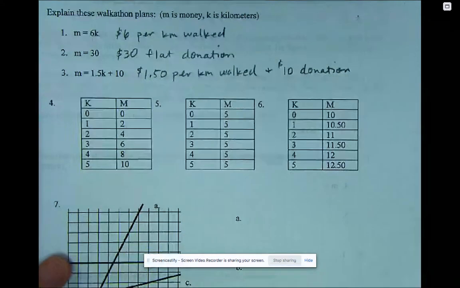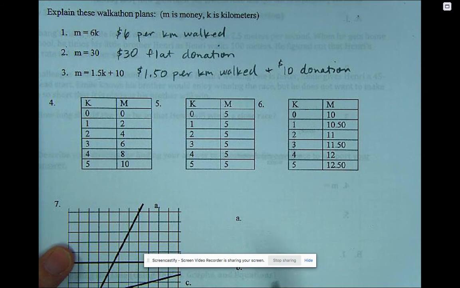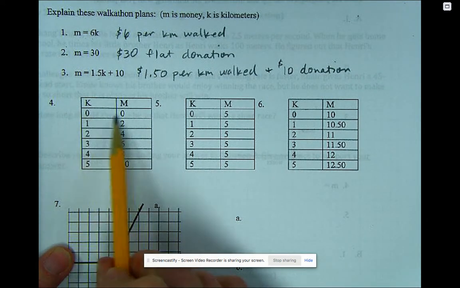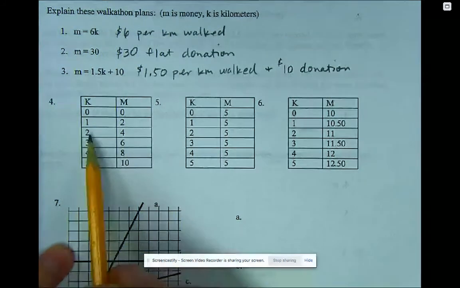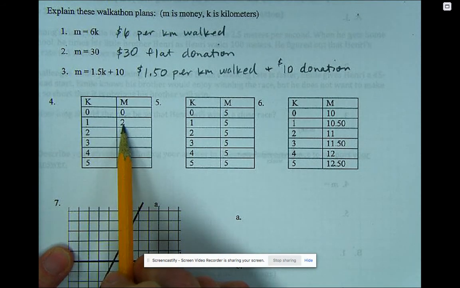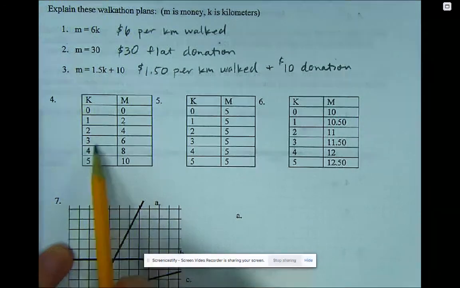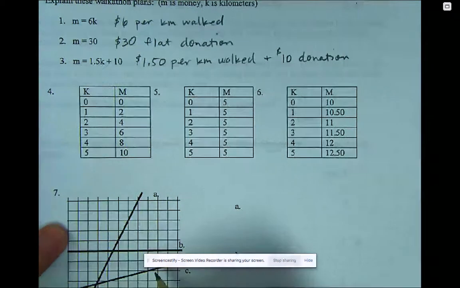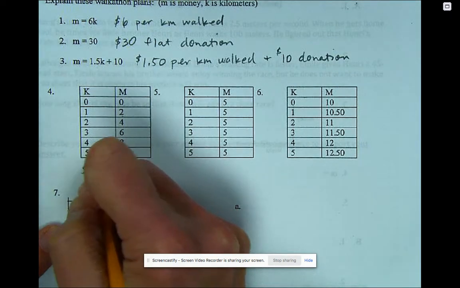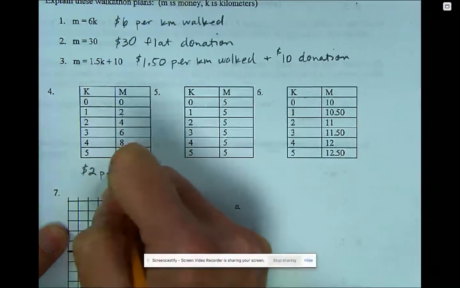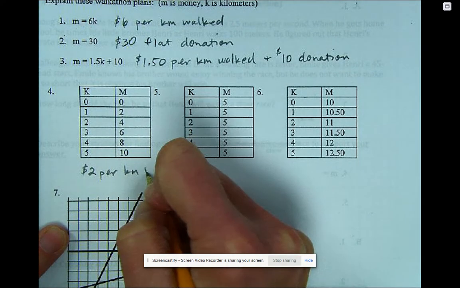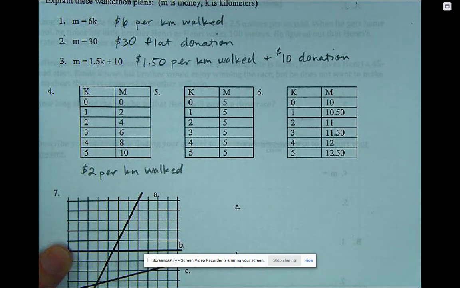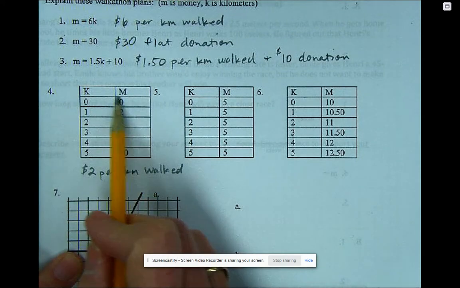Now we're going to see if we can pull out those ideas from a table of values. This first one is kilometers. 0 kilometers, money would be 0. 1 kilometer, money would be $2. 2 kilometers, 4, etc. What do you think this one might mean? Did you think it represented $2 per kilometer walked? Because if we walked 5, it would be 10. No upfront amount because it started at 0, 0.